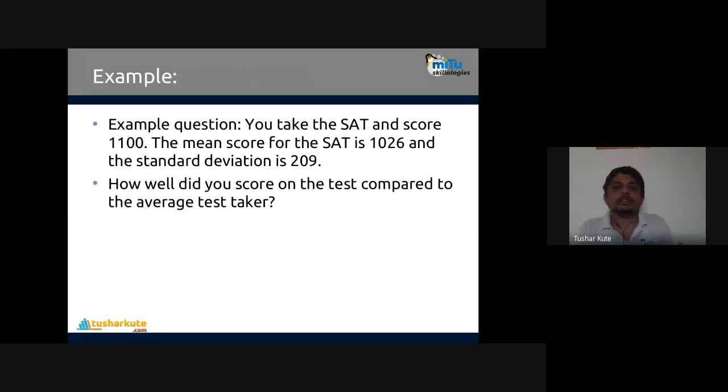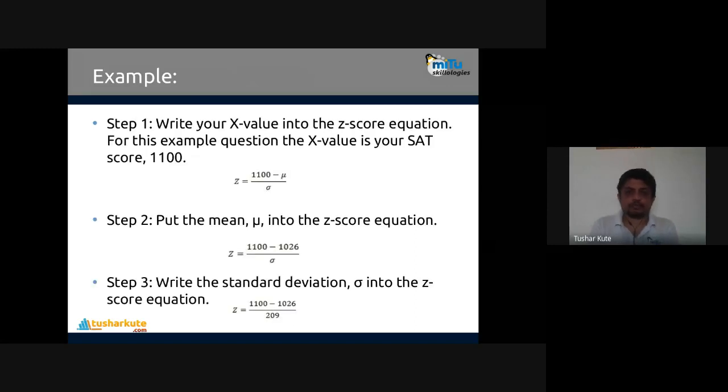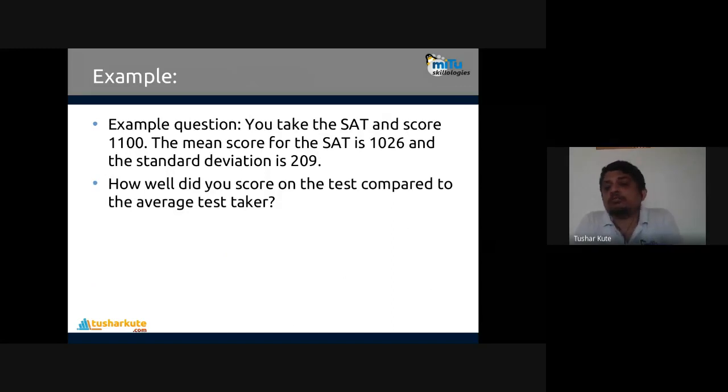Now see, we'll take one small example here. Example: how the Z score is calculated and how exactly it's connected with a real life situation. You take the SAT test and the score is 1100, for example, and the mean score of the SAT is 1026 and the deviation is 209. How well did you score on the test compared to the average test taker?